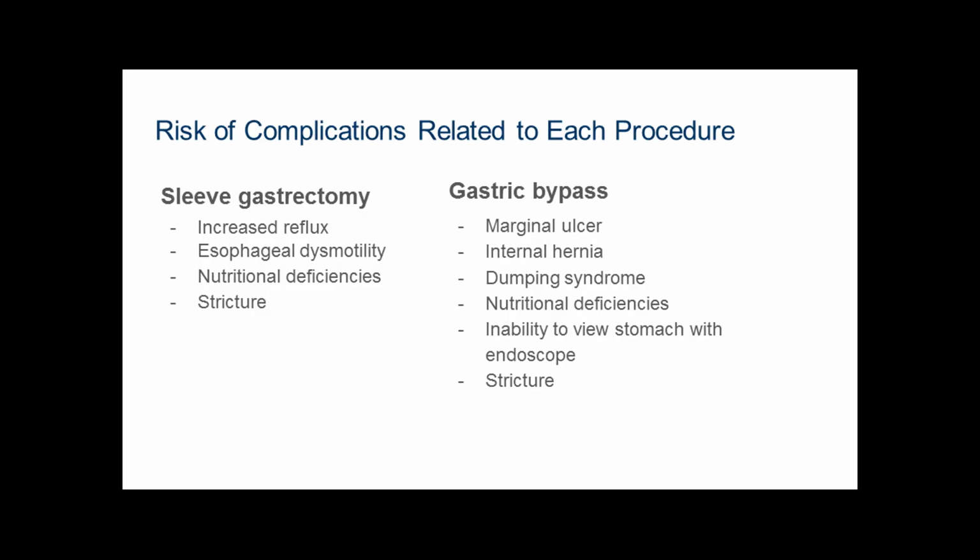A marginal ulcer, or ulcer at the new anastomosis, can occur. It is important to avoid alcohol or smoking to decrease your risk of developing these ulcers.